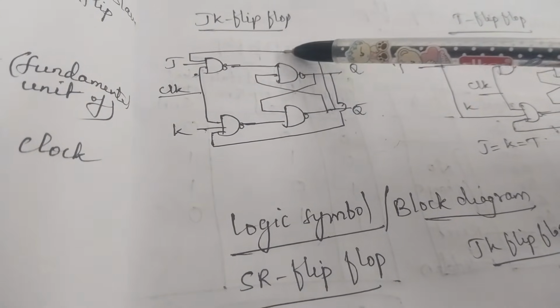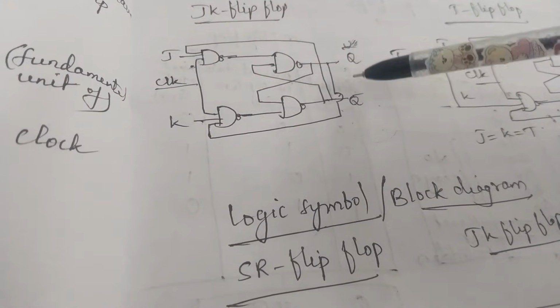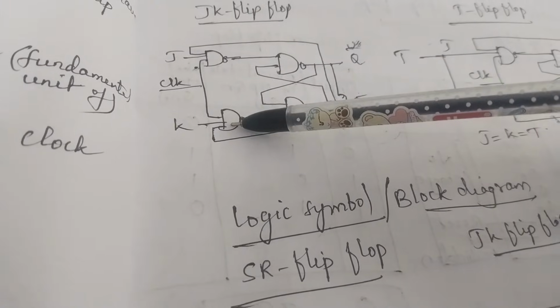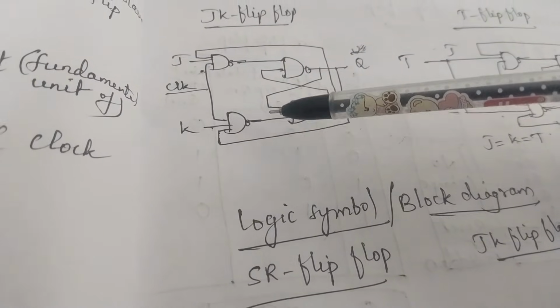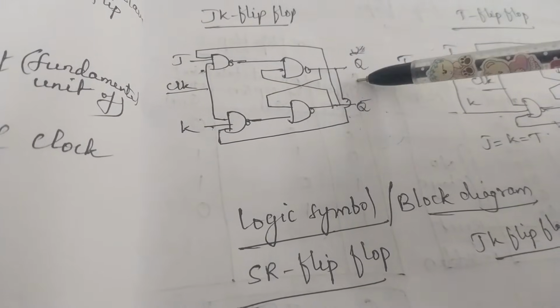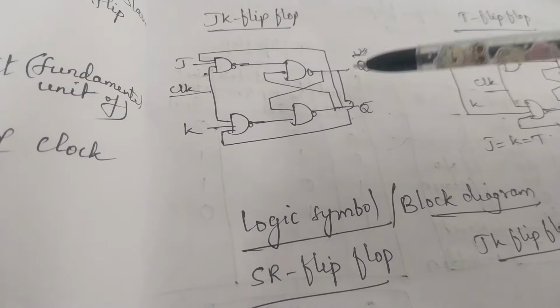From this Q bar output I have taken a feedback and applied it as input to the J NAND gate. Similarly, from this Q output I have taken a feedback and applied it to the input of this NAND gate. So that's how it makes a JK flip-flop. That's how we have constructed a JK flip-flop from the SR flip-flop by taking the feedback connections from their outputs. I hope you are understanding how I am drawing this.